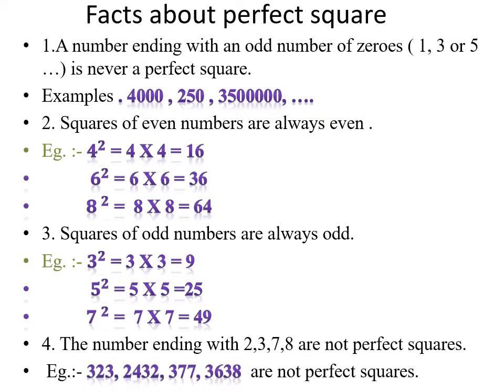Now my dear students, one more property that we can identify by just looking at the ones place. Are you aware of the ones place? Ones place means the last digit of that number. So if a number ends with the digit 2 or 3 or 7 or 8, it is not a perfect square. Here are some examples. Each number has its ones place as 3, 2, 7 and 8. So no need of any calculations here. Directly we can say they are not perfect squares.